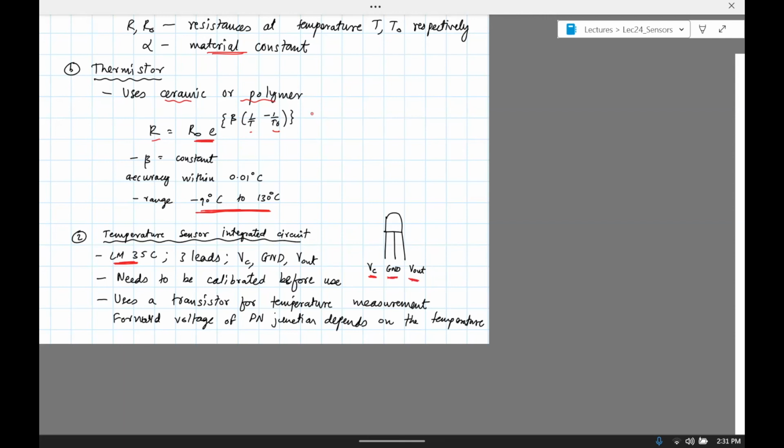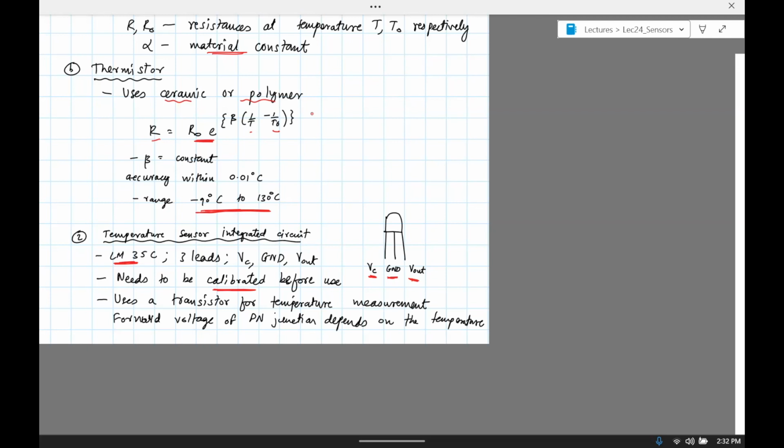So what I found is that these need to be calibrated before use. What you'll do is hook this up in ambient conditions. You'll know the temperature, and whatever Vout you get needs to be correlated with the ambient temperature. Then when the temperature increases, Vout will change, and you can have some scale which comes from the calibration, which will tell you how the voltage is related to the change in temperature.